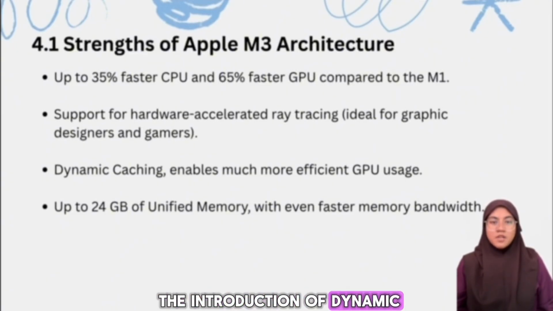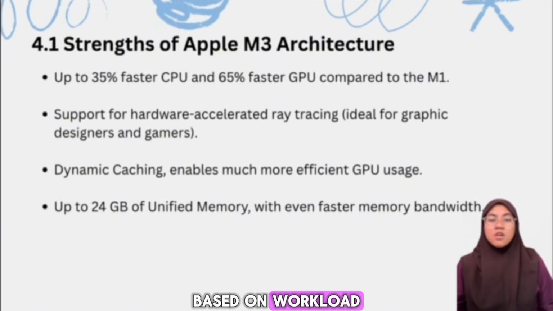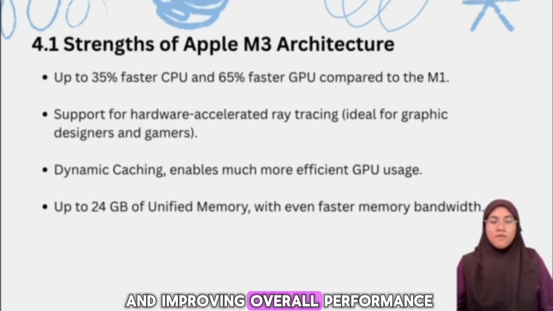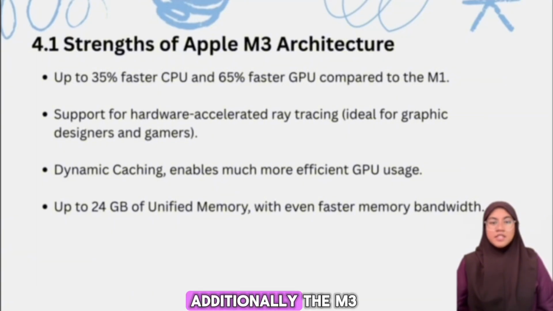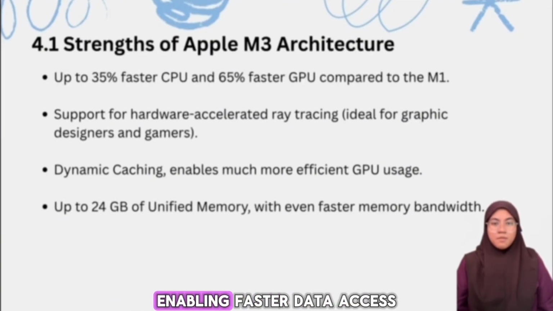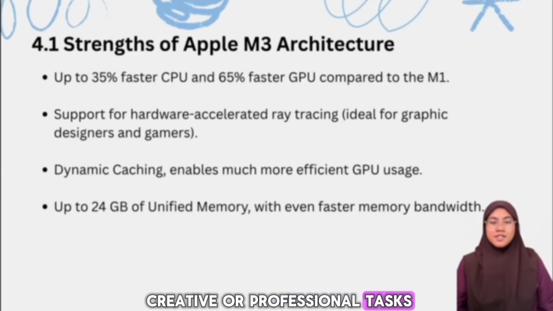The introduction of dynamic caching further improves graphics efficiency by allowing the GPU to allocate memory dynamically based on workload needs, reducing waste of resources and improving overall performance. Additionally, the M3 supports up to 24 GB of unified memory with increased memory bandwidth, enabling faster data access and smoother performance when handling large files, complex applications, and intensive creative or professional tasks.